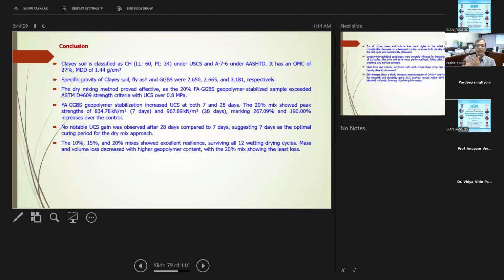So 7 days and 28 days is not much of a difference. The 10, 15, and 20% mixes show excellent resilience, surviving all 12 wetting and drying cycles. And then mass loss and volume loss decreased with the higher geopolymer content, and with 20% there is the least loss. So the 20% mix is the best combination. And the strength increase, as I mentioned, is 267% for 7 days and 190% for 28 days.